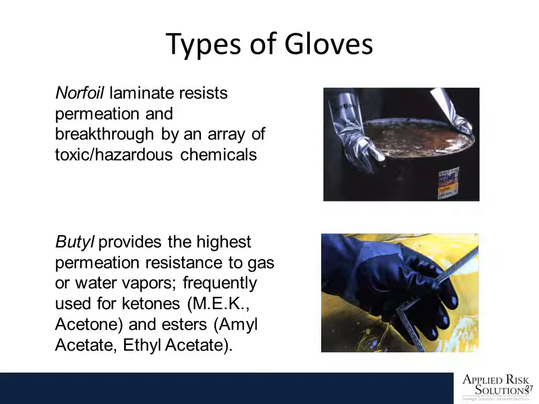Types of gloves. Foil laminate resistant gloves are good for protecting you from a wide variety of toxic and hazardous chemicals. Butyl provides the highest permeation resistance to gas or water vapors. They're frequently used with ketones like MEK, acetone, and esters.